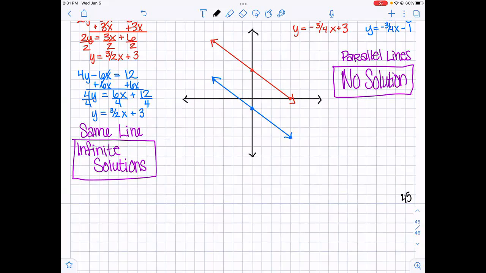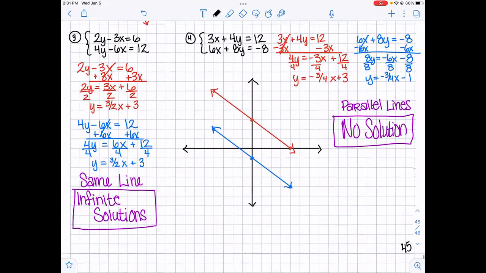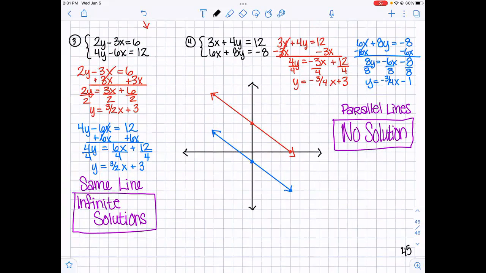I'll give everybody a minute to finish up this page. I don't know how to make pinwheels.